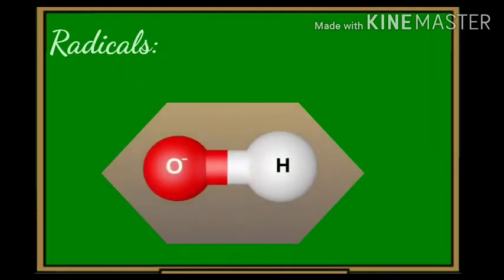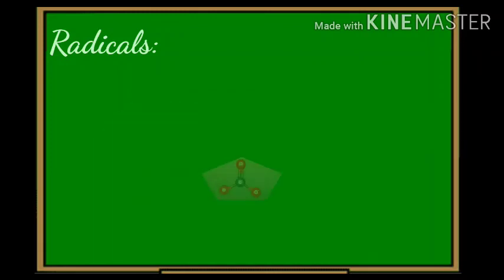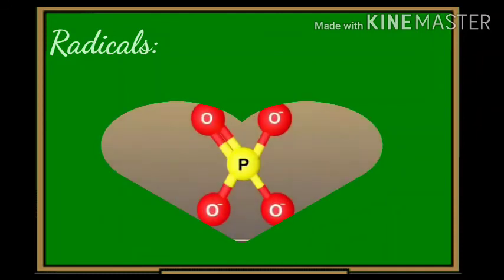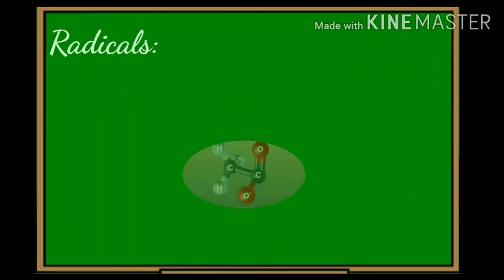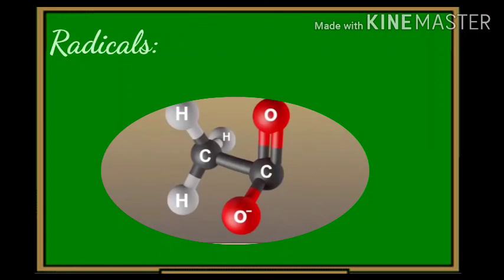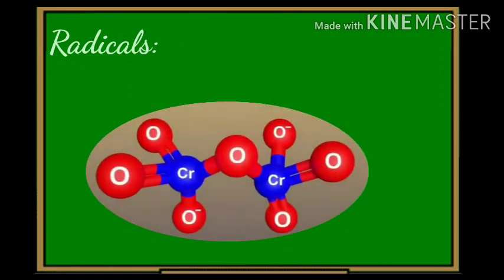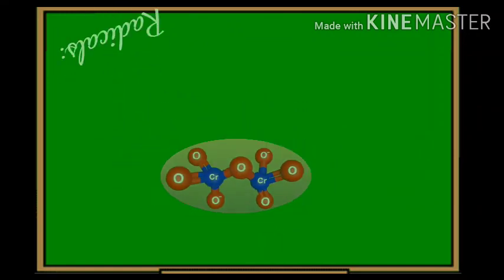Radical of hydroxide has -1 valency. Carbonate radical has -2 valency. Phosphate radical has -3 valency. Acetate radical has -1 valency. Dichromate radical has -2 valency.